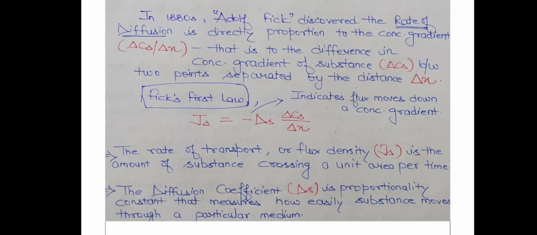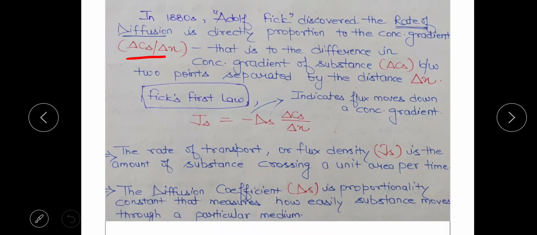So students, now here we will talk about the rate of diffusion. The rate of diffusion, which was described by Adolf Fick, who says that the rate of diffusion is directly proportional to the concentration gradient, that is represented by means of delta Cs upon delta X.